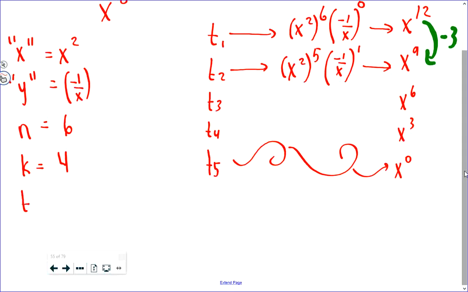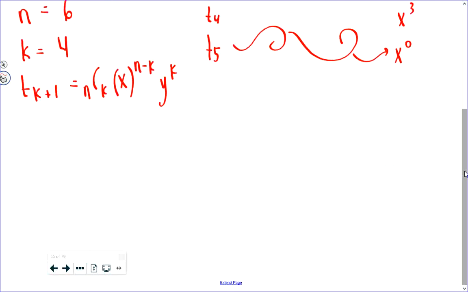You're simply going to use the formula. And I'm going to write the formula down this time so I can get out of the way an explanation of what that k plus 1 is equal to. What does that mean? t sub k plus 1 is n choose k, x to the n minus k, y to the k. Well, this is going to give us 6 choose 4. We're going to have x, which was actually x squared in this example, raised to an exponent. We're going to have y, which is negative 1 over x, raised to the key number. x needs to be raised to a 2 because 2 plus 4 is 6.